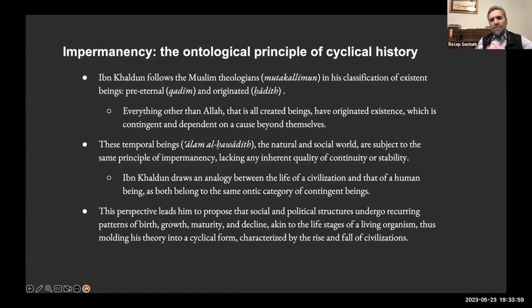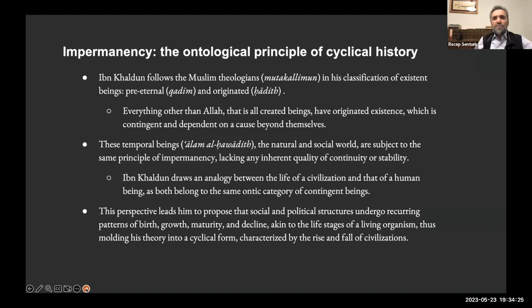According to this perspective, you see that there is no permanent society, there is no eternal state. So all states, societies, and civilizations have a lifetime, and there's a paradox. The more they develop, the more they are in danger to collapse.